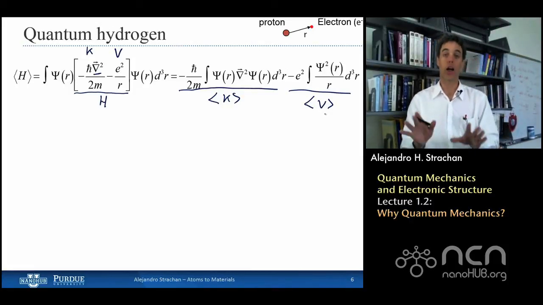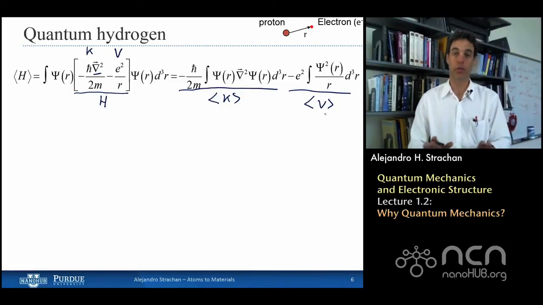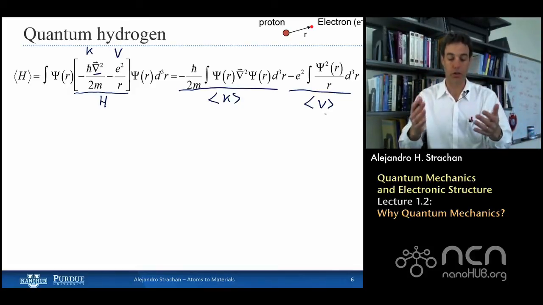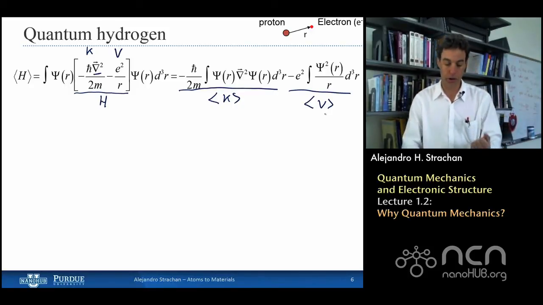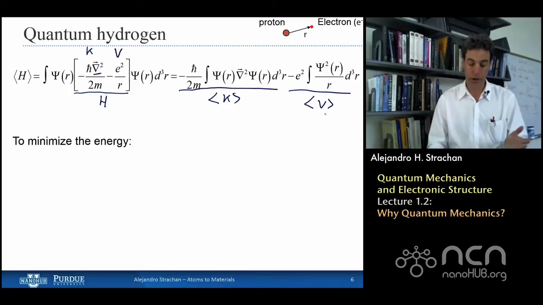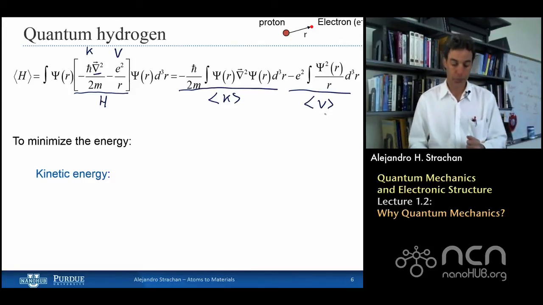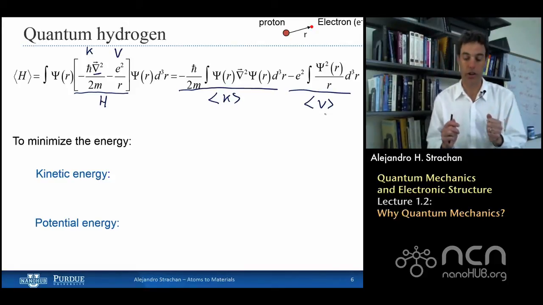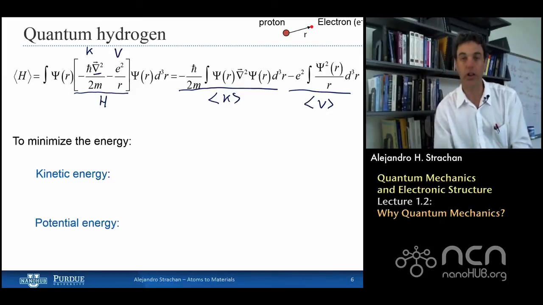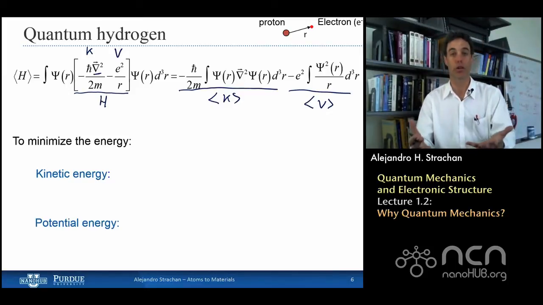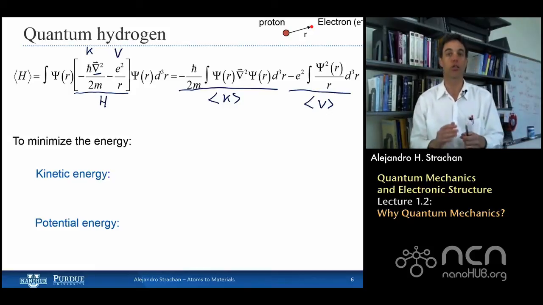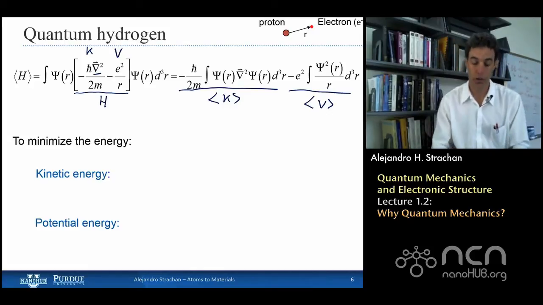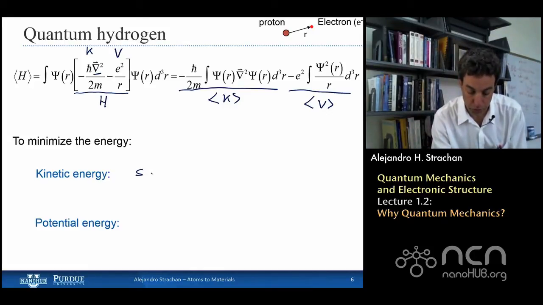Okay, so as we did in classical mechanics, we're going to try to minimize these two expressions. Okay, so what type of wave function will give me low kinetic energy and low potential energy? So let's start with minimizing the kinetic energy, okay? And then we're going to think about potential energy. If we look at the expression, we see that the kinetic energy has to do with gradients of the wave function, with how fast or how slow the wave function is changing. So to minimize the kinetic energy, what I want is a smooth wave function.